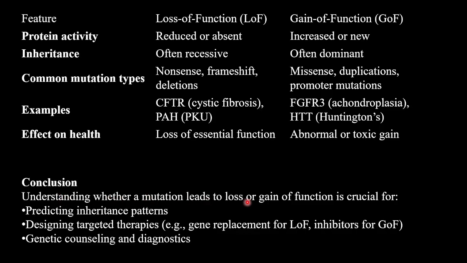Understanding whether a mutation leads to loss or gain of function is crucial for predicting the inheritance pattern. For example, in the case of LOF, you can say it is recessive, and in gain of function, it might be dominant. It also helps design targeted therapies: gene replacement for LOF, and inhibitors for gain of function. If there is a loss of protein function, you can replace it by the gene replacement method. Genetic counseling and diagnostics are also very necessary.